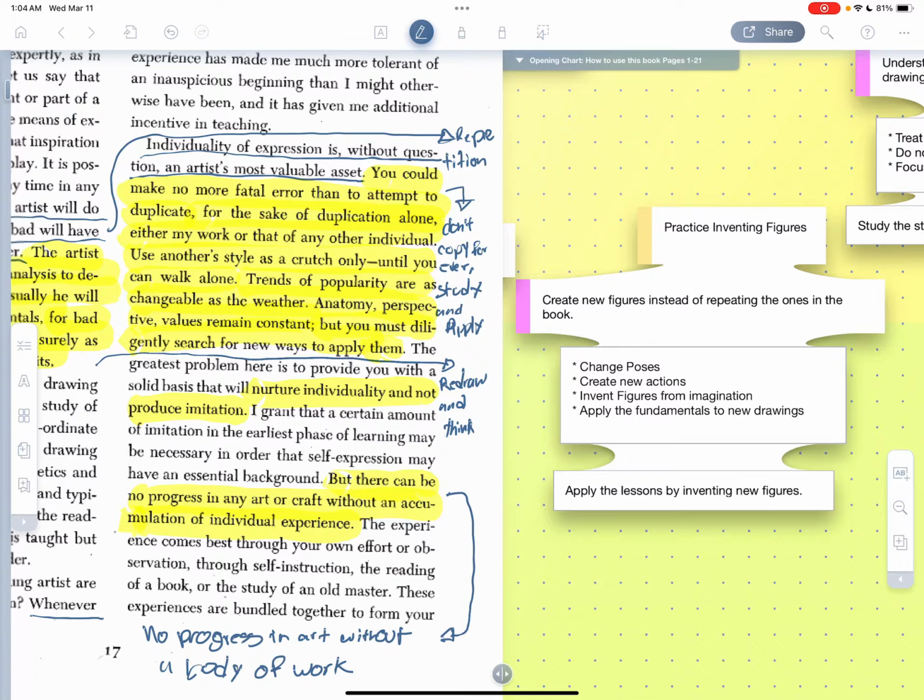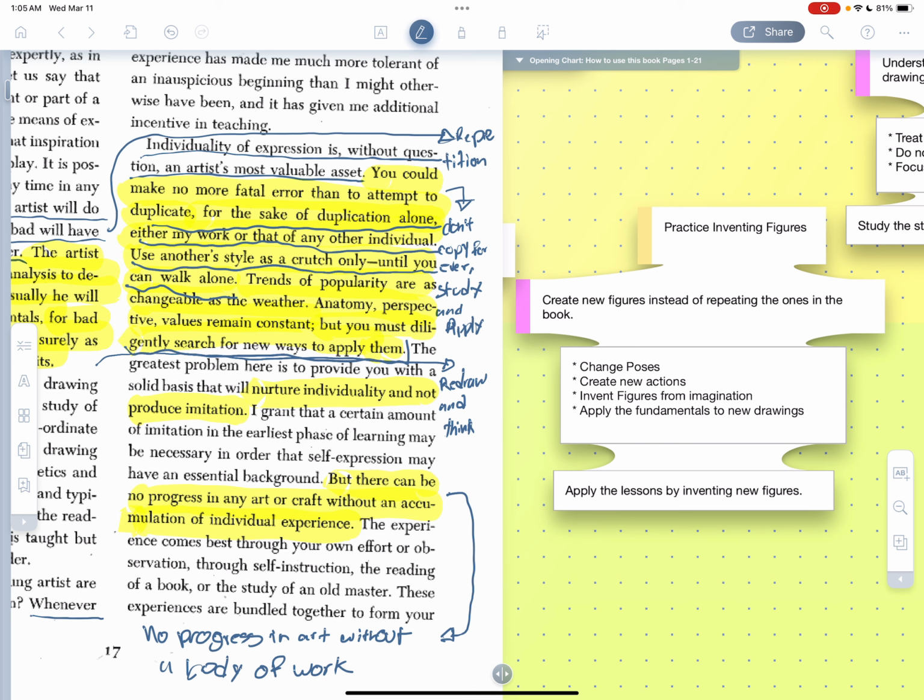You can make no more fatal error than an attempt to duplicate for the sake of duplication alone, either my work or any other individual. Use the style as a crutch only until you can walk alone. Trends of popularity are as changeable as the weather. Anatomy, perspective, value remain consistent, but you must diligently search for new ways to apply them. Diligently search for new ways to apply them.